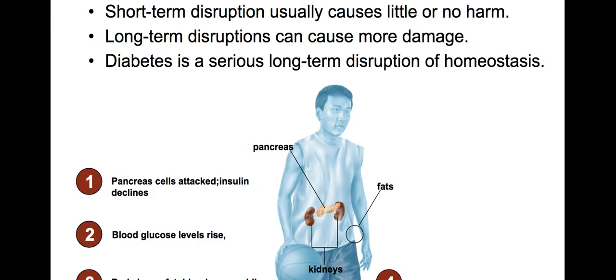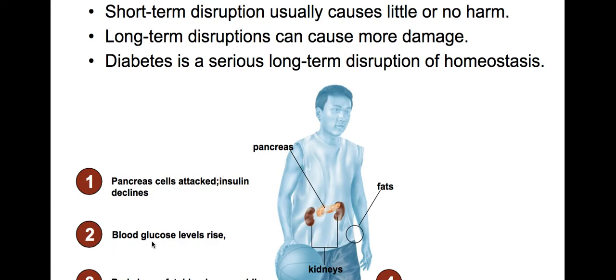Long-term disruptions can cause more damage. Diabetes is a serious long-term disruption of homeostasis. Okay, let's look at the example here of this basketball player. So they're showing you the pancreas right here. These are the kidneys right here. So number one, pancreas cells are attacked, insulin declines. So if the pancreas cells get attacked, then the insulin levels will decline.